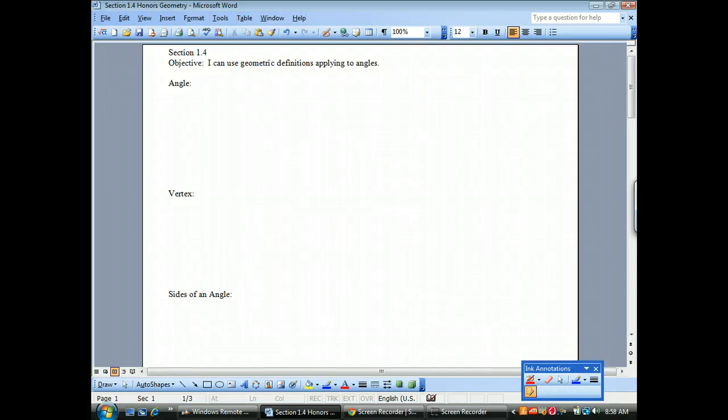Today we're looking at section 1.4. Our objective today is I can use geometric definitions applying to angles. So our first definition is that of an angle.